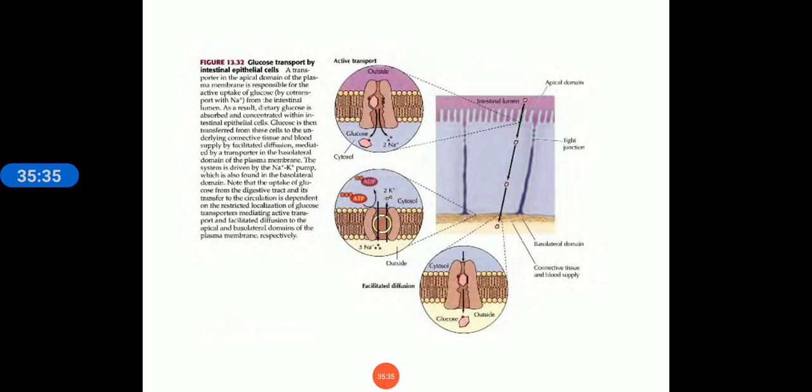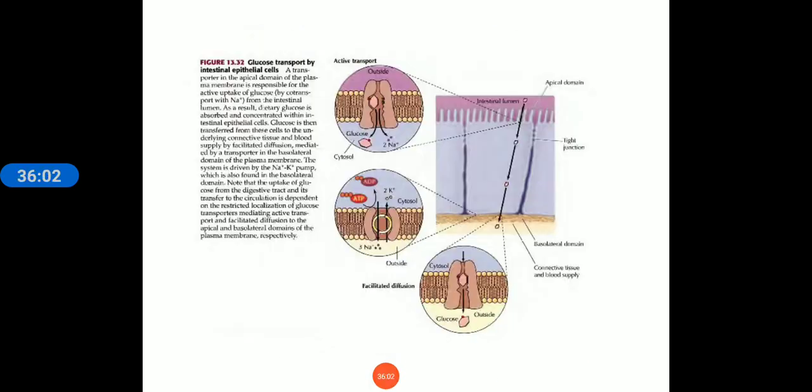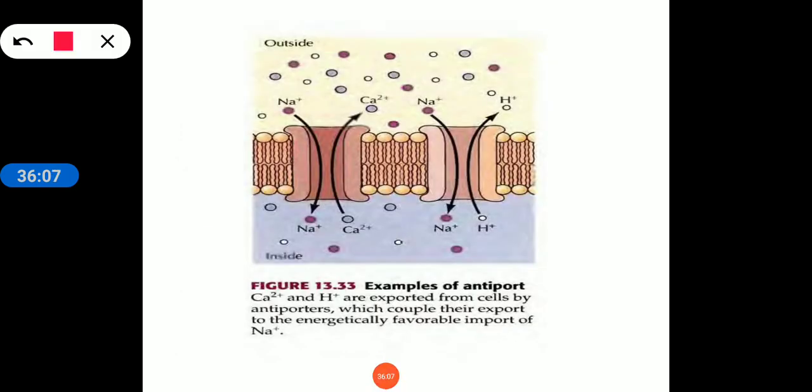But when two molecules are simultaneously being passed through a carrier protein, and one molecule is passing in one direction and the other molecule is being passed in the opposite direction, we call it antiport. So here you can see an example of antiport is shown. Here two kinds of pumps are shown. One is the Ca2 positive pump and the other one is the H positive pump.